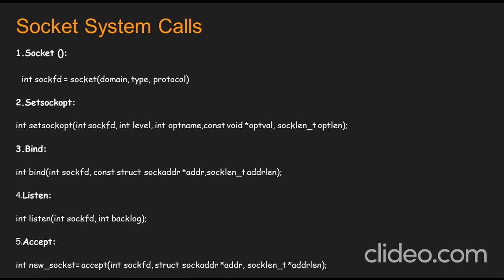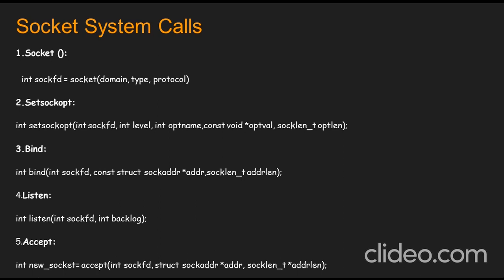The next system call is accept. It extracts the first connection request on the queue of pending connections for the listening socket. It creates a new connected socket and returns a new file descriptor referring to that socket.